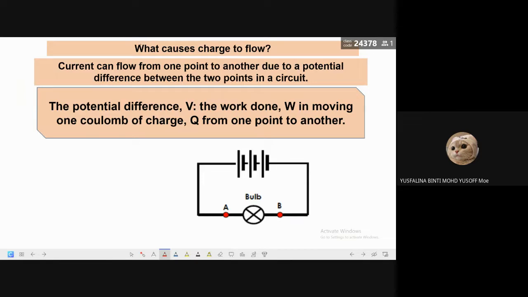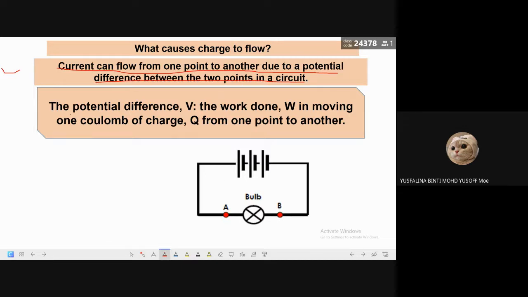So what caused the charge to flow? What actually makes the charge flow? The current can flow from one point to another point due to the potential difference between two points in a circuit. So there must be a potential difference between two points. Then the current can flow.